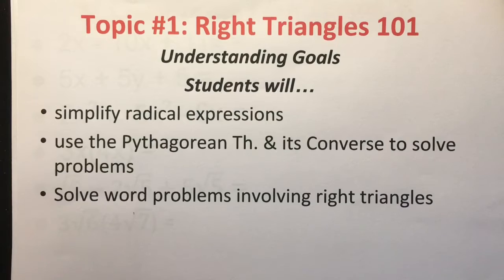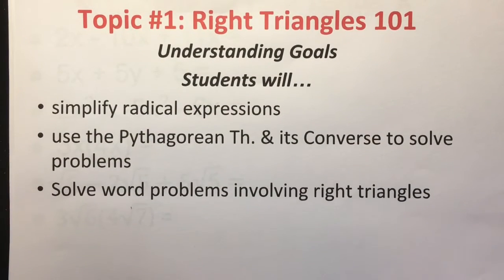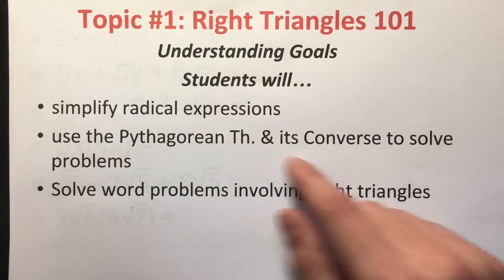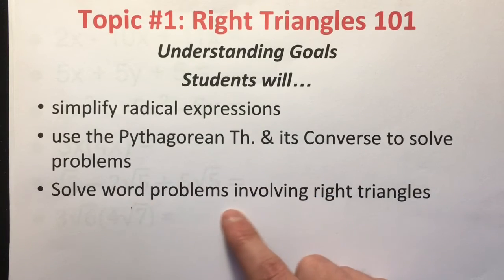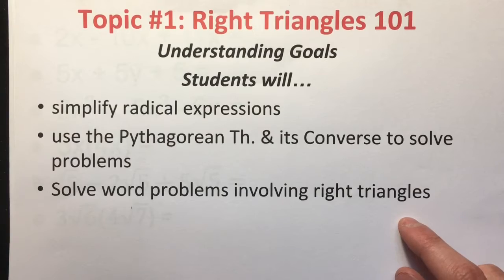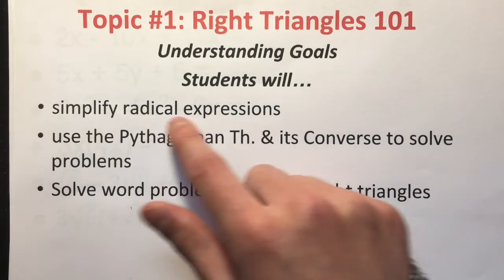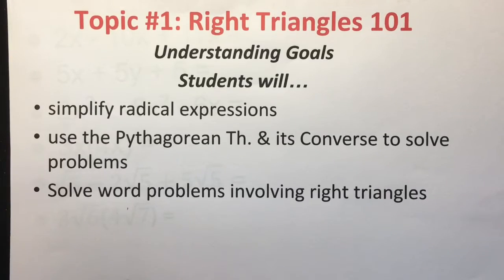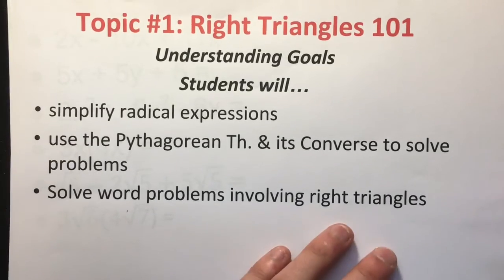So our first topic, we're just going to be simplifying radical expressions using the Pythagorean theorem and its converse to solve problems and solve word problems involving right triangles. So this lesson, we'll probably just get to this first bullet point today. So hopefully after this video, you'll be very comfortable with simplifying radical expressions.